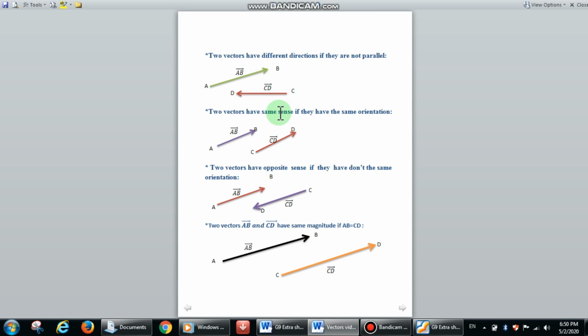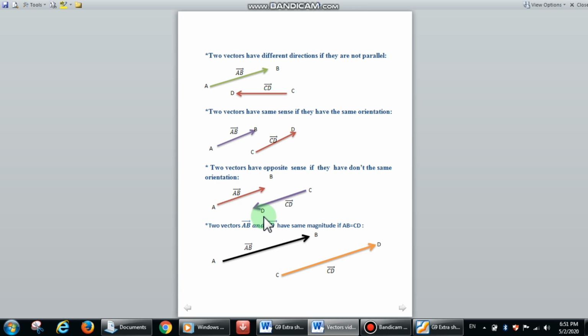Two vectors have the same sense if they have the same orientation. You notice that AB and CD have the same orientation, then they have the same sense. Two vectors have opposite sense if they don't have the same orientation. As you notice in the figure, the two vectors AB and CD have opposite sense since they have opposite orientation.